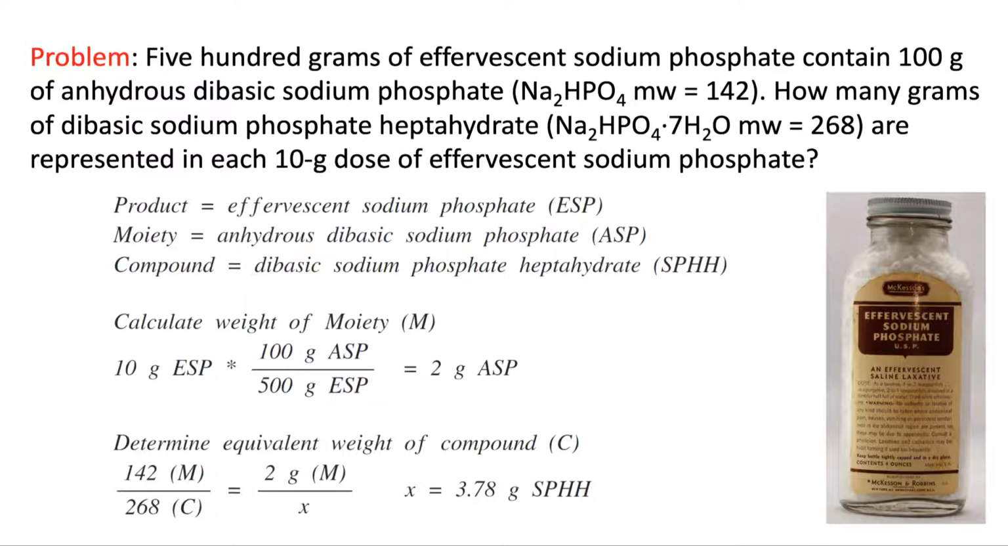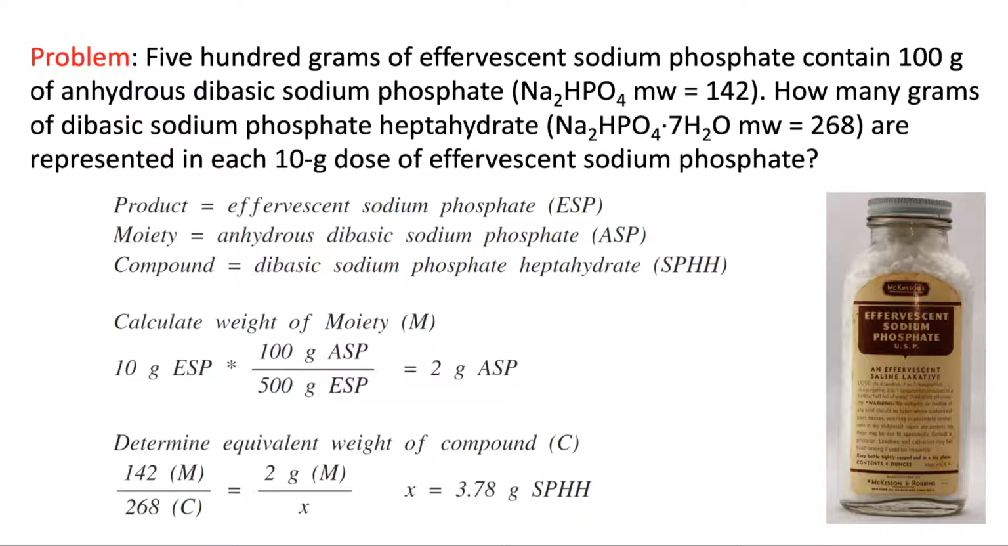We have 2 grams of the ASP weight, which is the moiety, so 2 grams over X. Solving for X, we would get the weight in grams of the compound needed to provide 2 grams of moiety. So solving for X, we see that X would equal, numerically, 3.78. And the units on that would be grams.